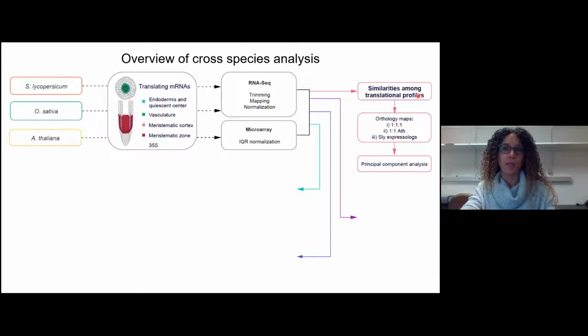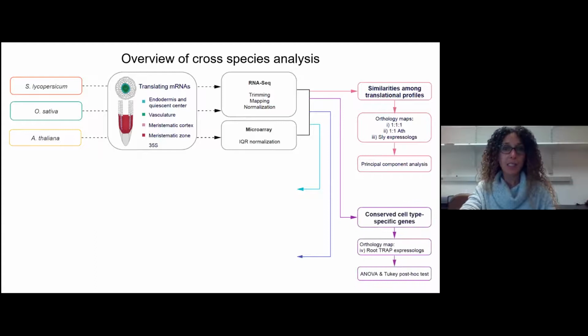We did that based on 3 different orthology maps, and then we examined the clustering patterns with principal component analysis. As a reminder, orthologs are genes that diverge after a speciation event, but the gene and its main functions are conserved.